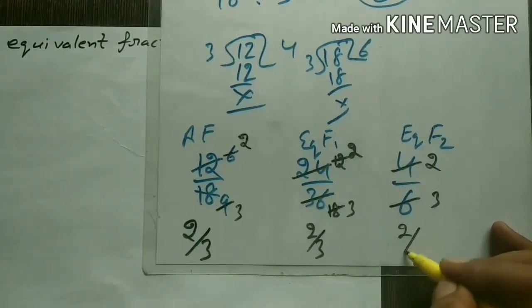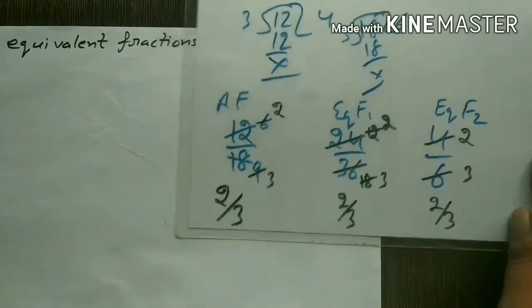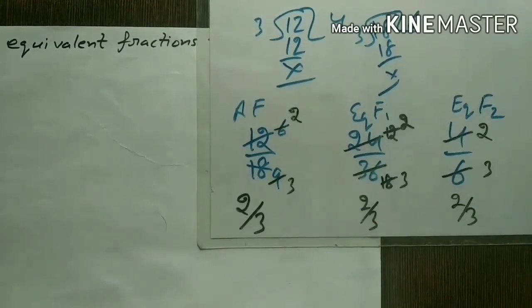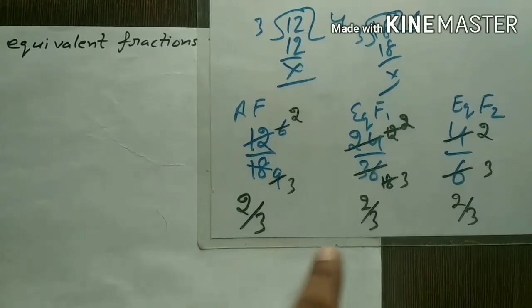So the answer is 2 over 3. Now what have you observed, student? You can see the answer in all 3 cases is the same. Okay, so this is the actual concept of the equivalent fraction.